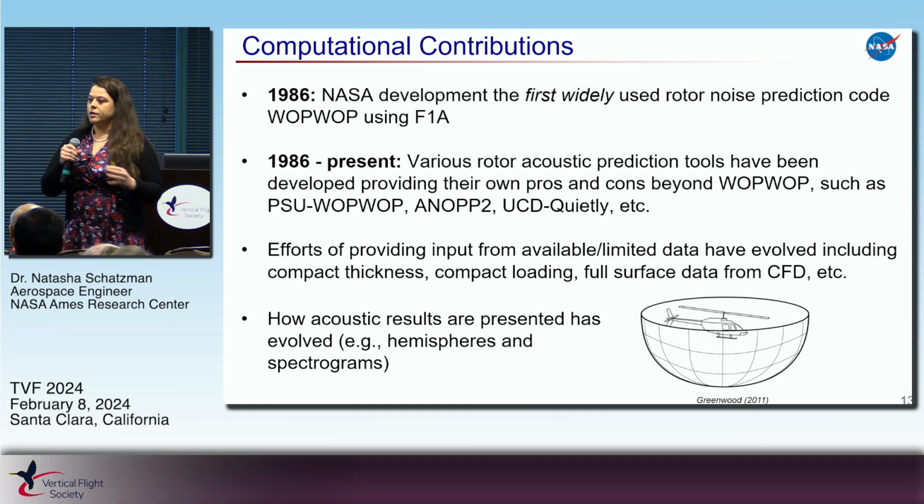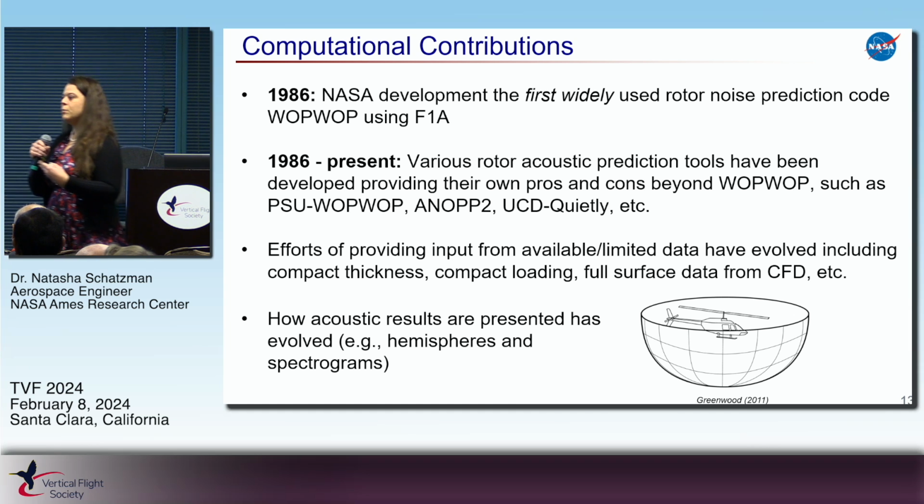Now, another art to this is how we provide the input to these codes. The input is going to be dependent upon what's available. Some of it might be limited, and how we provide that has evolved. We now can do compact thickness, compact loading, maybe full surface from CFD, etc. So there's a whole art form to that.